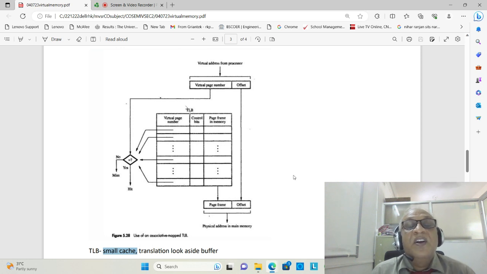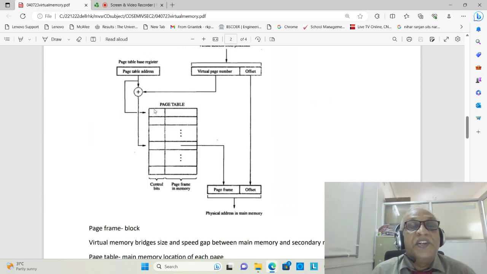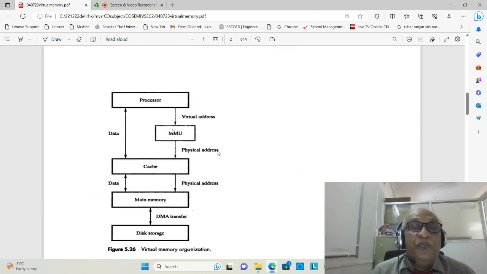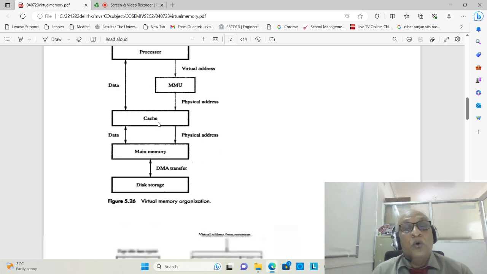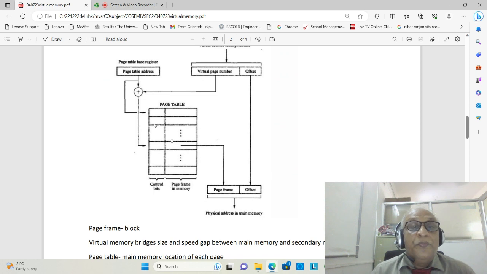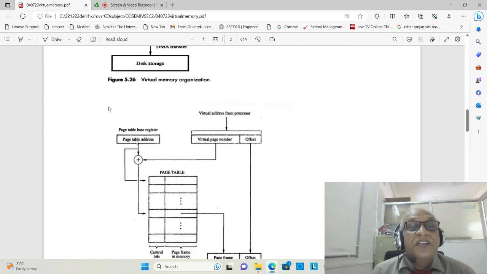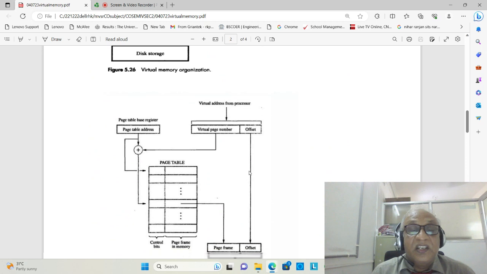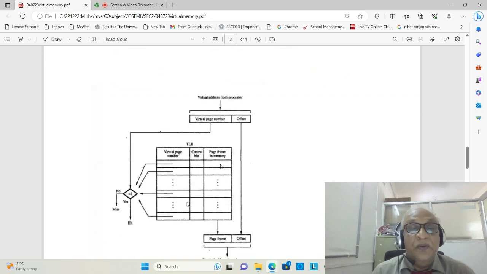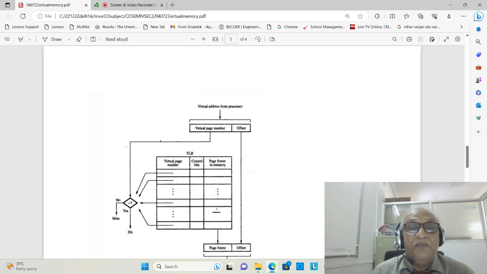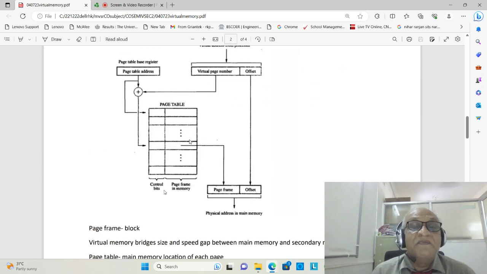You cannot keep the whole page table and everything in the MMU. The ideal thing is to keep everything in the MMU, but it is not possible because the MMU is limited, as it is processor bound. Hence, the page table is kept separately. But to enhance performance, some part of the page table is implemented through this TLB. You can look at the TLB here. You have the virtual page number, control bits, and page frame in the main memory. The same contents are available.